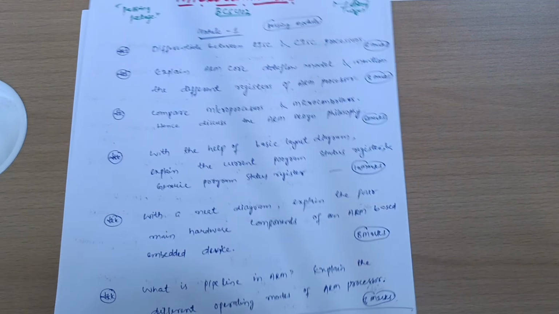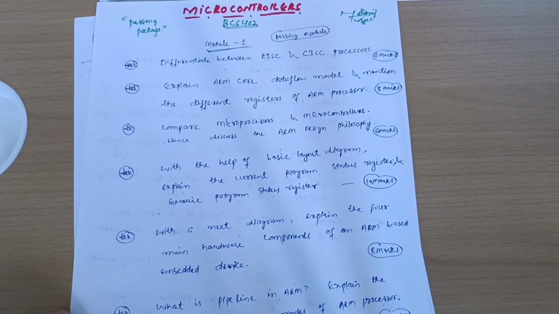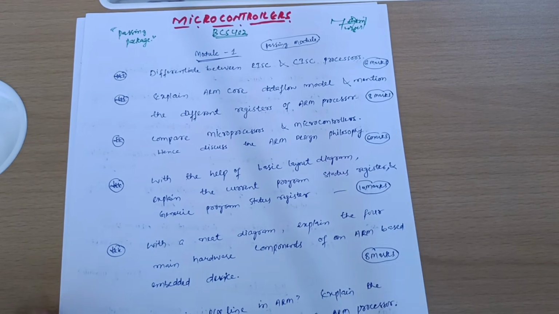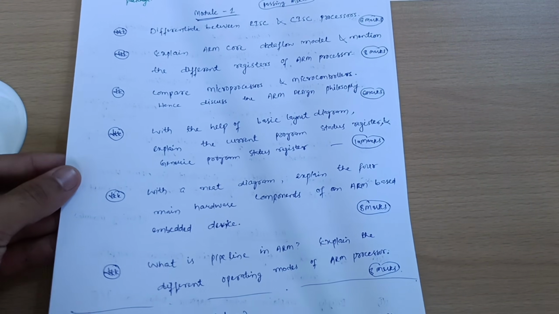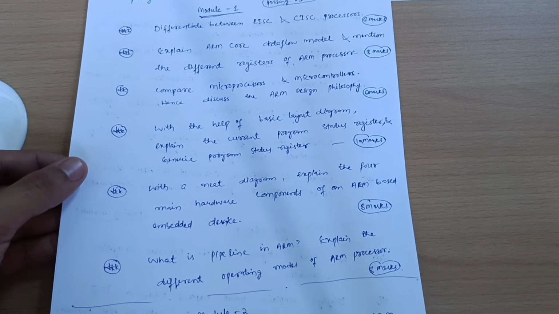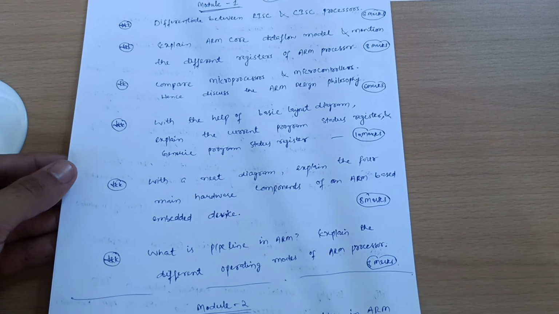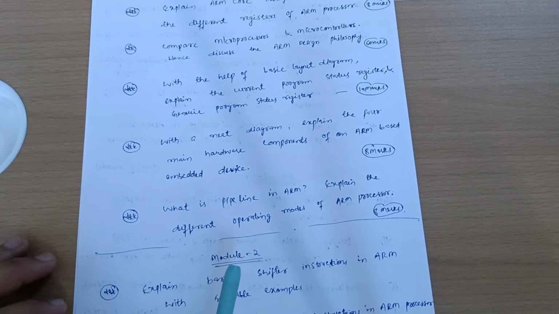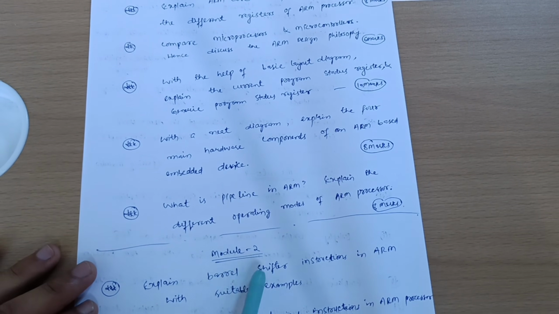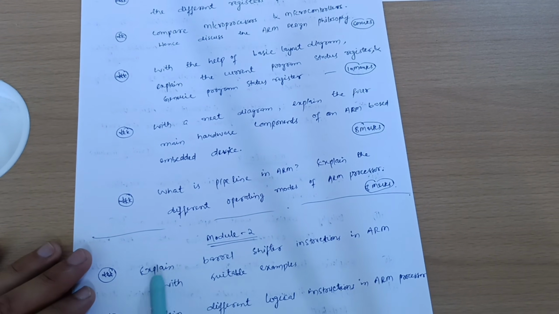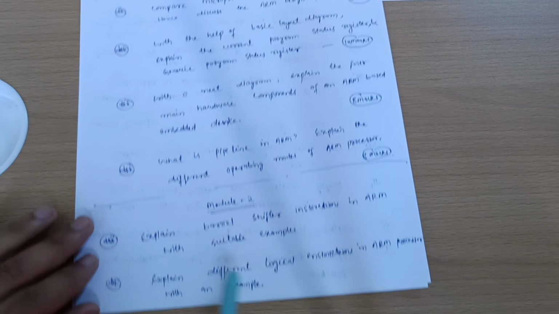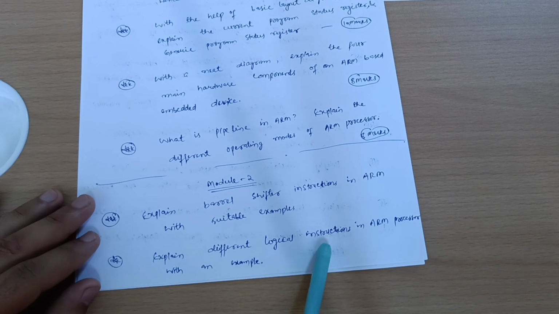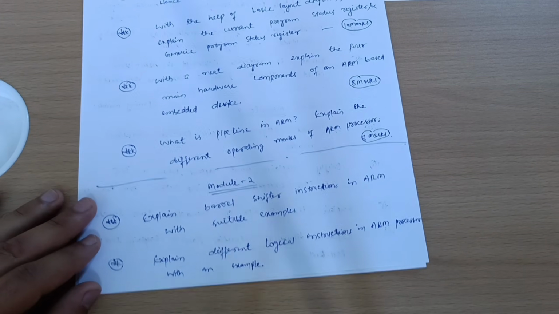Now let's come to module 2. If somebody wants to score, covering 3 modules fully is also a risk. Sometimes papers are unexpected, so you should go through another 2 modules by taking two important questions, super important questions. Those who want to score have to go through all the modules. So module 2nd: explain barrel shifter instructions in ARM with suitable examples. Explain different logical instructions in the ARM processor with an example.